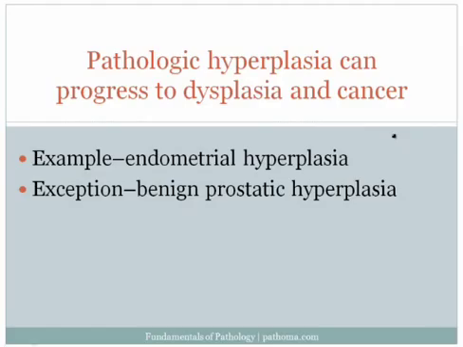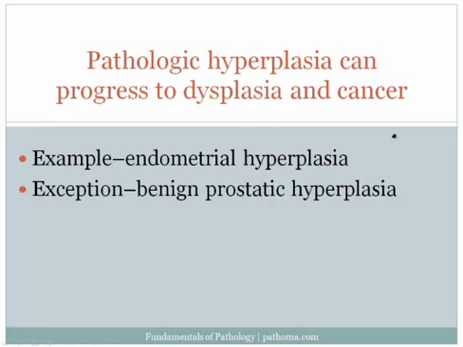Another important principle regarding hyperplasia is that pathologic hyperplasia can progress to dysplasia and cancer. Now, what do I mean by pathologic hyperplasia? Pathologic hyperplasia is when hyperplasia occurs due to some underlying pathologic process. And this pathologic hyperplasia can progress to dysplasia and cancer. Maybe we should take a step back and contrast pathologic hyperplasia to physiologic hyperplasia. An example of physiologic hyperplasia would be pregnancy, where due to some physiology of the organism, hyperplasia occurs. And there is no increased risk for cancer with physiologic hyperplasia. However, with pathologic hyperplasia, there is an increased risk for dysplasia and cancer.